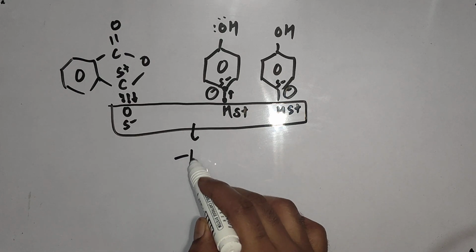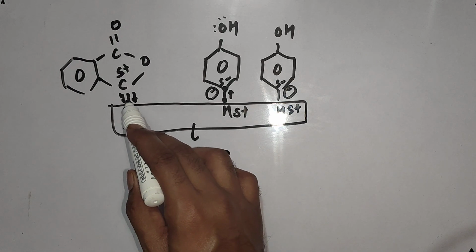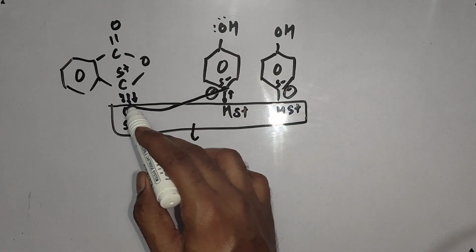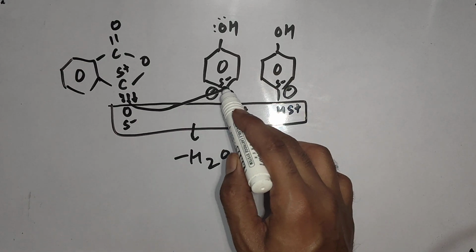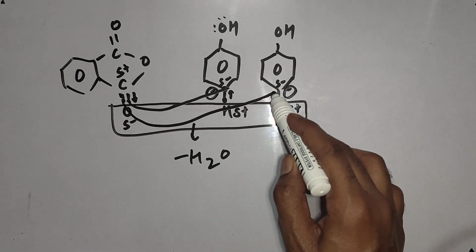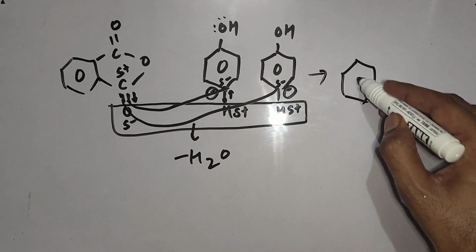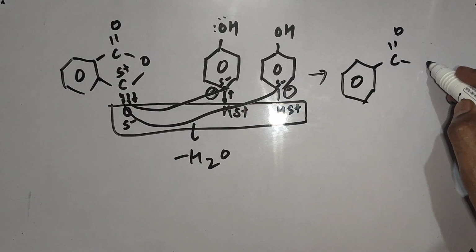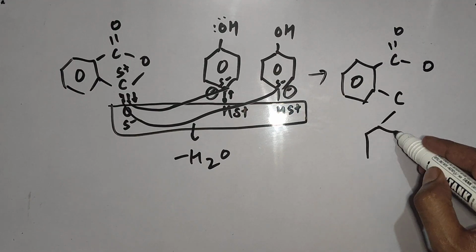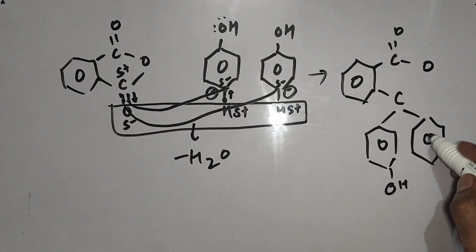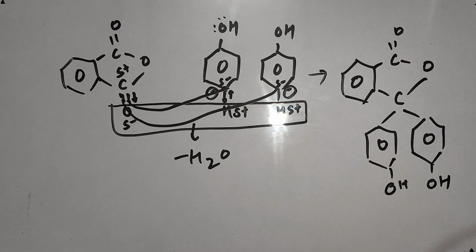O negative, H positive, H2O. Just release out H2O, and the 2 bonds of carbon. This is positive carbon, this is negative carbon. One bond of carbon with this carbon, second bond of this carbon with this carbon. Rings will be joined and you will get your phenolphthalein. In this fashion, you can learn the reaction up to 12th level. It's not an actual mechanism. It's just a trick by which we can understand and keep in our mind. Okay, now let's go for the actual mechanism.